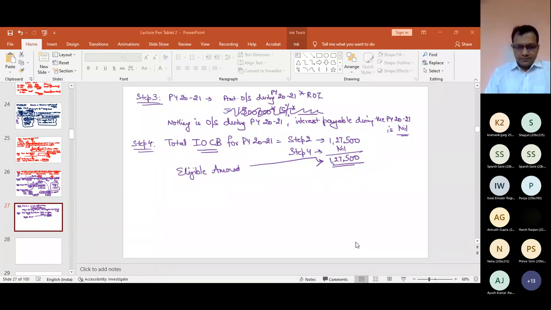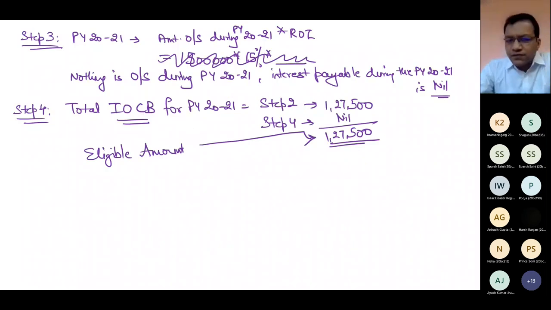Sir, I have a little doubt. Yes. Why didn't we calculate interest for the pre-construction period, which starts from 1st April 2019? I have not understood your doubt. What is your doubt? Sir, we should also calculate interest from 1st April 2019 to 1st October 2019.